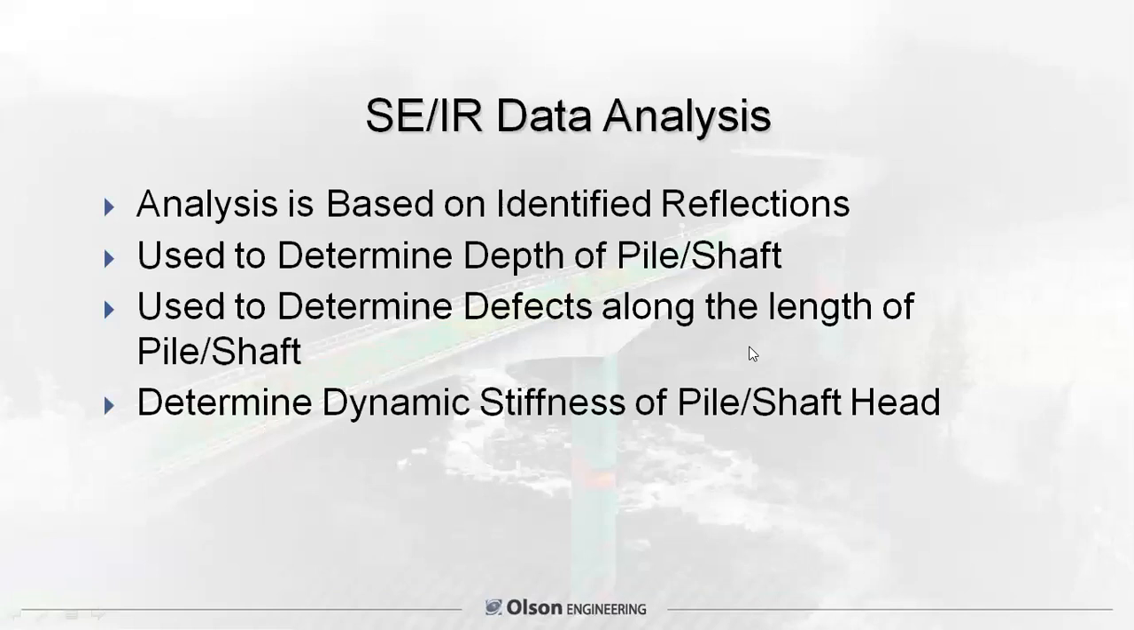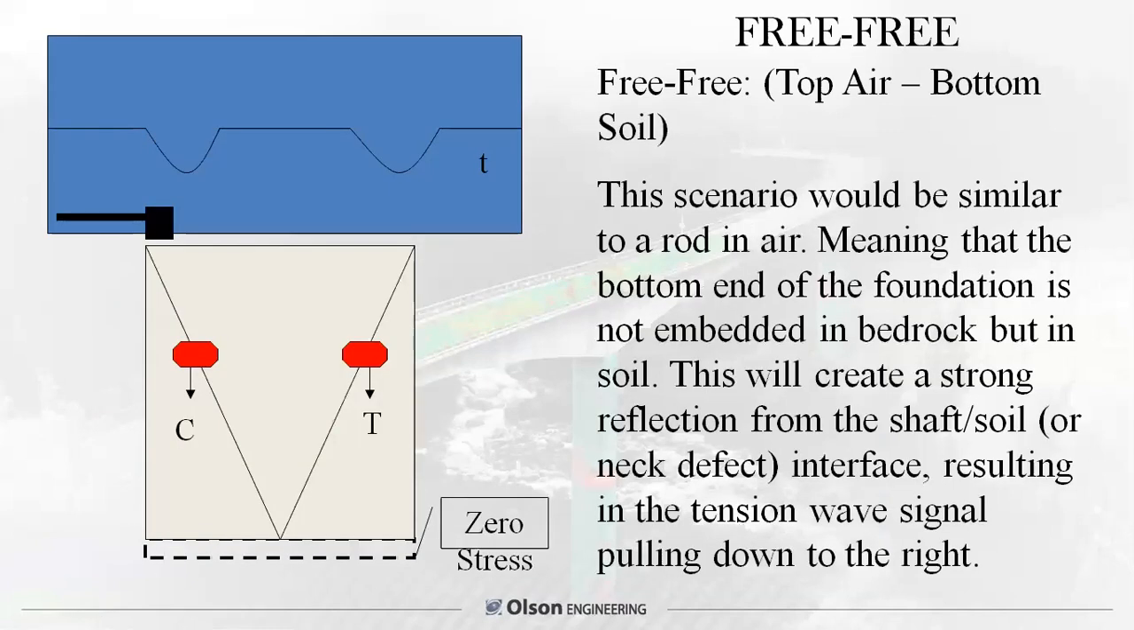And the analysis of SE data is based on reflections. You're getting the depth of the pile, and you can also get defects along the pile shaft length. You can use the impulse response data to determine dynamic stiffness, but we won't really talk about that too much today. That's not used too often, but it is another, it's the low strain dynamic stiffness of a shaft.